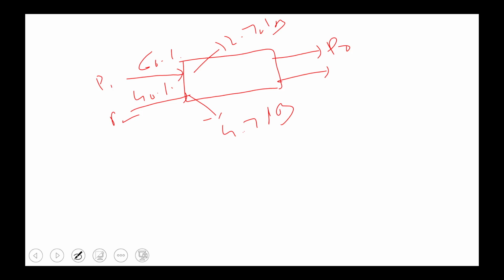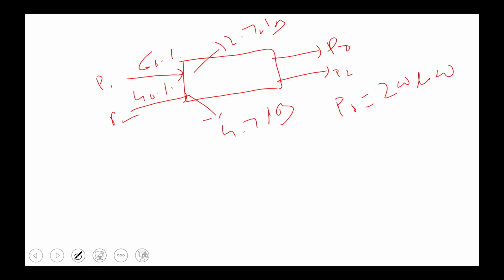Understand? If you are given that the input power is 200 microwatt, find the output levels P1 and P2. They have mentioned P1 and P2 as the output levels.